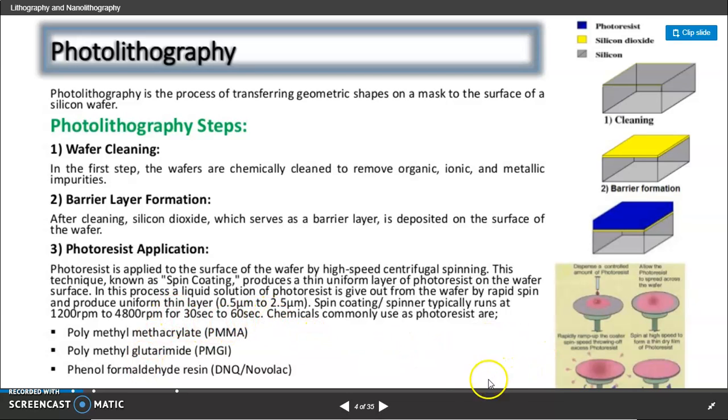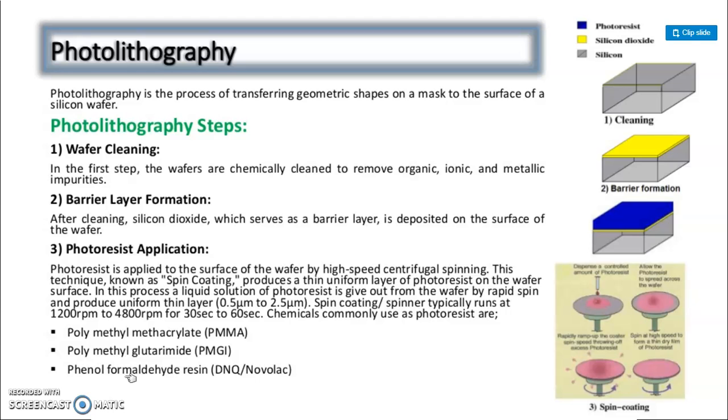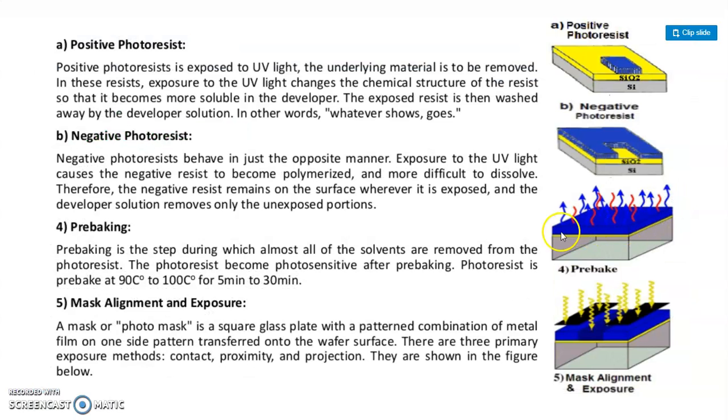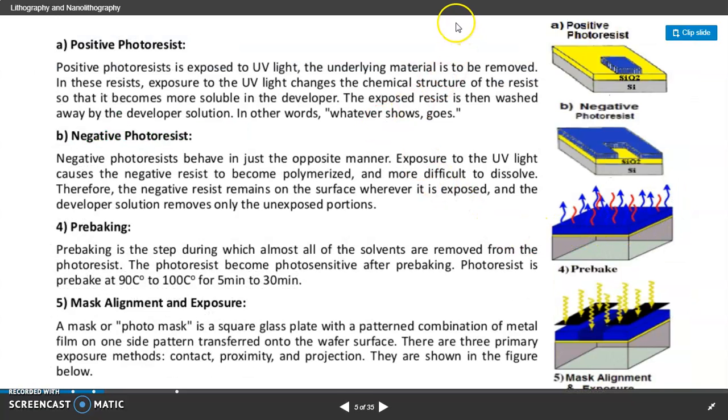The chemicals we use in the photoresist are polymethyl methacrylate, polymethyl glutarimide, polyformaldehyde resin, and phenol formaldehyde resin. These are the chemicals we use for making the photoresist application. Then the fourth one is the positive photoresist.